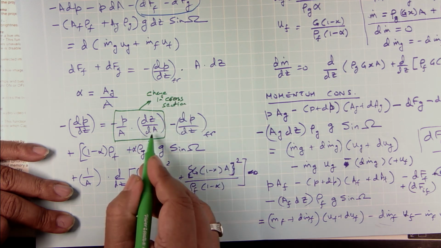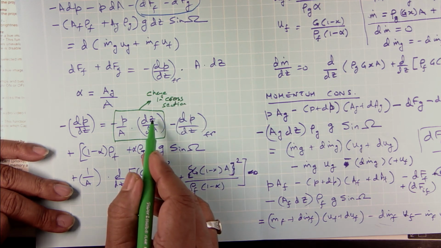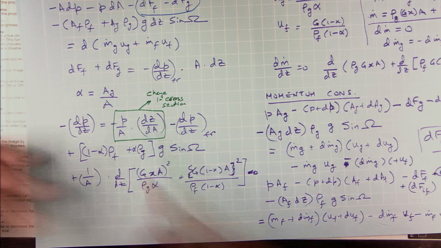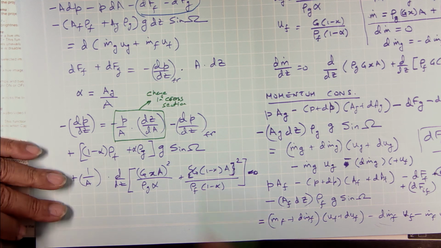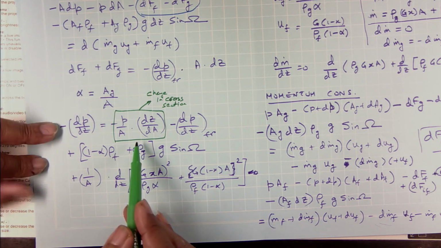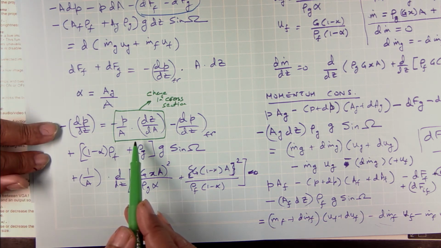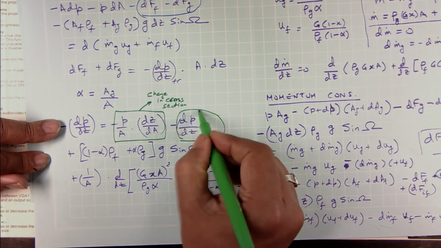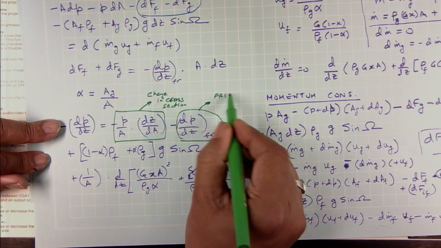Because as the area changes with z, if you have a constant cross section pipe, dA/dz will go to 0. This whole thing comes in because the pipe cross section is changing. So if you have a pipe of constant cross section, I do not have to deal with this term. The other complication that I am dealing with is this pressure drop that is coming because of viscosity or friction.